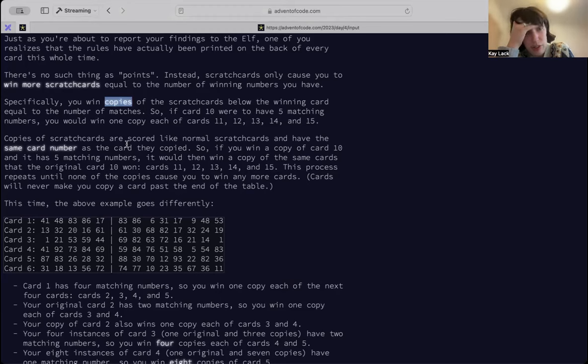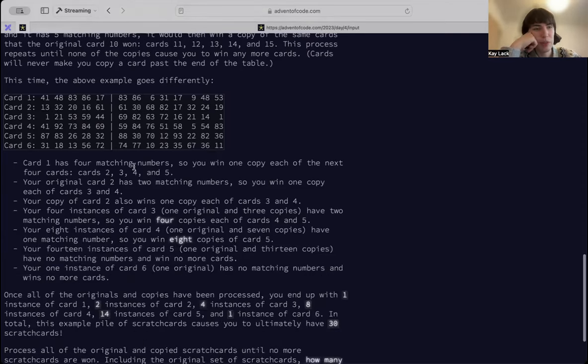Cards 11 through 15. This process repeats until none of the copies cause you to win any more cards. Cards will never make you copy a card past the end of the table. This time, the above example goes differently. Card one has four matching numbers, so you win one copy each of the next four cards: two, three, four, and five. Your original card two has two matching numbers, so you win one copy each of cards three and four.